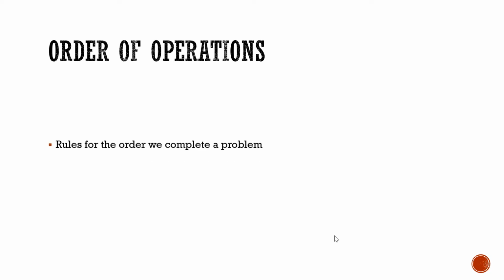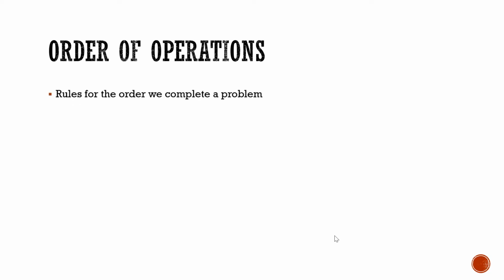We're going to keep working on order of operations. So I'm going to go over a little bit what order of operations are first. Order of operations are the rules for the order we complete a problem in. I'm sure you're probably thinking, why can't we just add, multiply, divide, subtract whenever we want? Well, if we did that, we get a bunch of different answers.